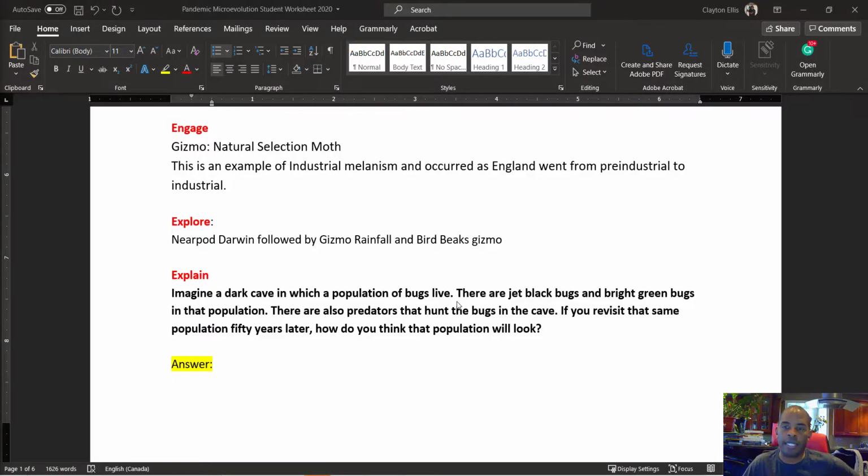So here we are on the actual lesson. I'm going to start from where I left off in the last little section with the engage. With the engage, we're using the gizmos.